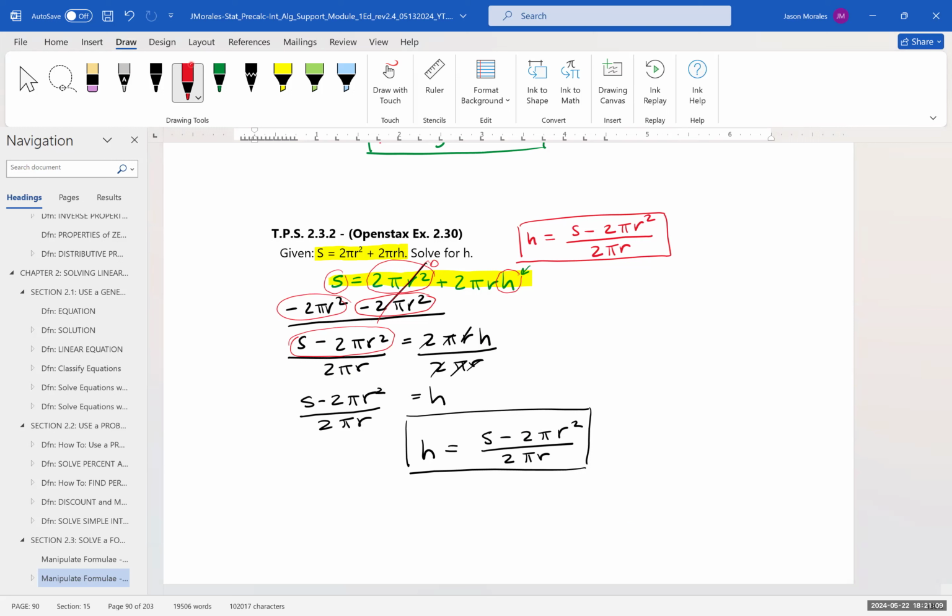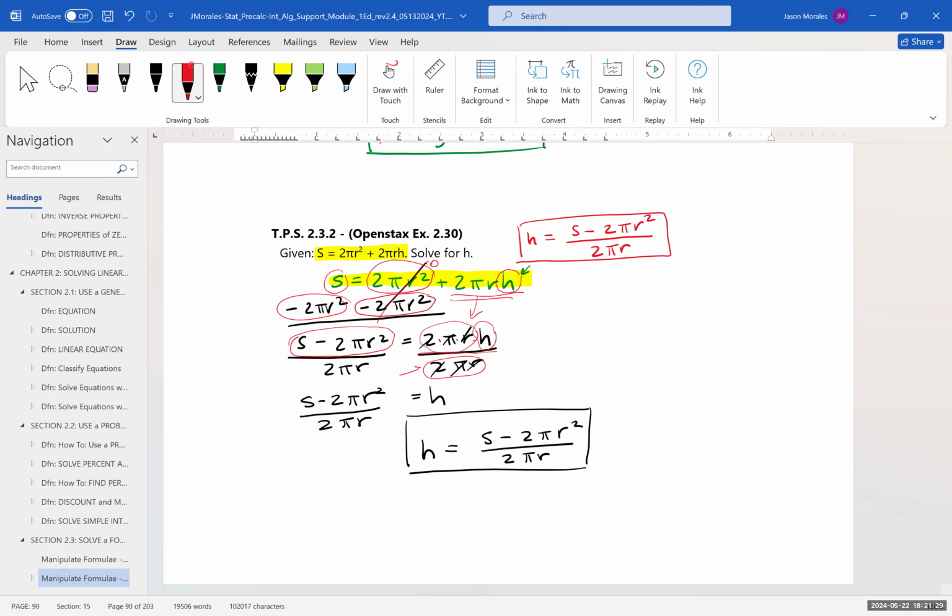Now with this first term gone, all we have left now is this second term on the right-hand side. And we want to get h by itself. So how do we get h by itself? Well, all this is being multiplied, which means we can just divide by everything else. So we can divide by 2 pi r.